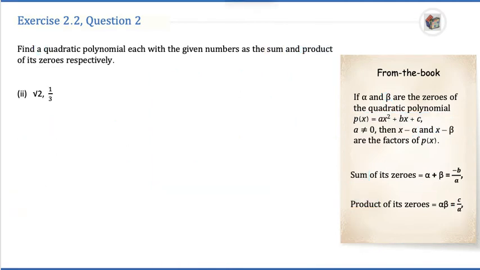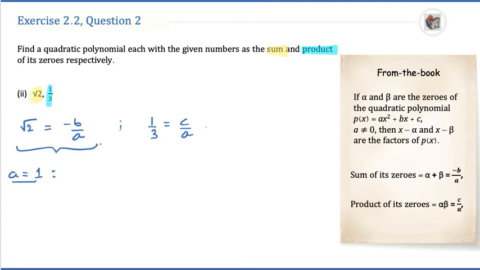Here's part 2. This time you'll see how easy this is, how quick this is going to be. Yet again, the sum of the zeros is square root of 2 and the product of those zeros is 1 by 3. I will straight use the relationships that the sum is equal to minus b by a and the product is equal to c by a. And then I will choose my value of a as 1. Accordingly, when I put a equal to 1 in each of these equations, I will get the values of b and c.